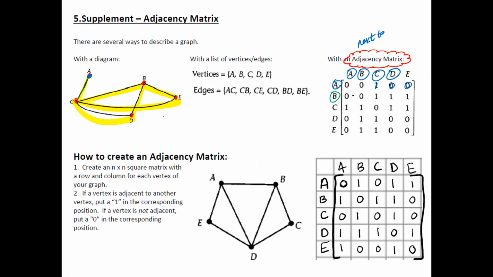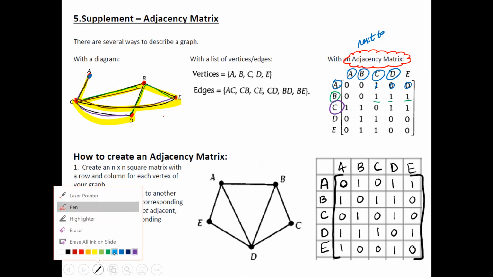Now let's take a look at B. With BA, there's no connection, so it's 0. BB is itself, so 0. BC, there's one connection. BD, there's one connection. BE, there's one connection. So 1, 1, and 1. Now let's take a look at C. CA, there's one connection. CB, there's one connection. CC, there's no connection because it's itself. And then CD, there is one connection, and CE, there's one connection.